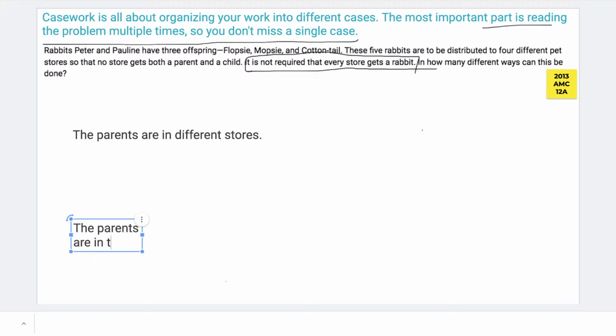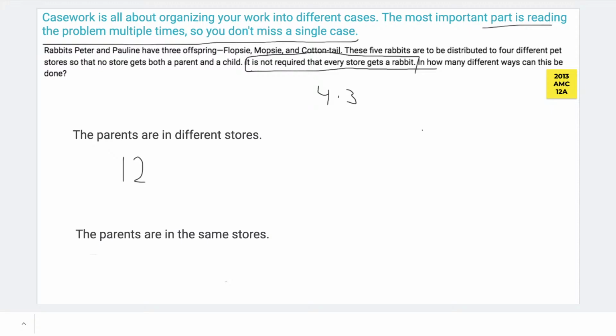So for the first case, in which they're in different stores, now we want to choose 2 stores. We want 2 stores from 4. You have 4 ways to choose the first store, and then 3 ways to choose the second store. So there are 12 ways to choose the stores that the parents go in.